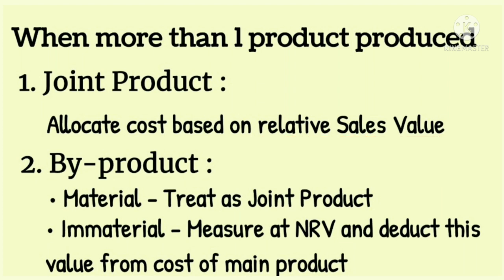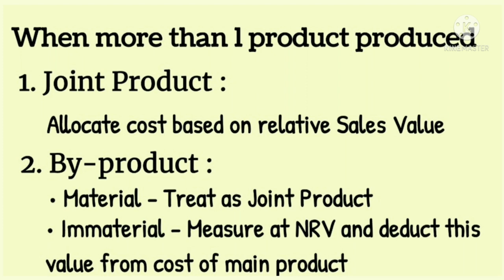If the outcome is a main product along with a byproduct and the byproduct is material, then we will have to treat the byproduct as a joint product and accordingly do the treatment as discussed now. If the byproduct is immaterial, then in that case, we will have to measure the byproduct at net realizable value and then deduct this net realizable value from the cost of the main product.